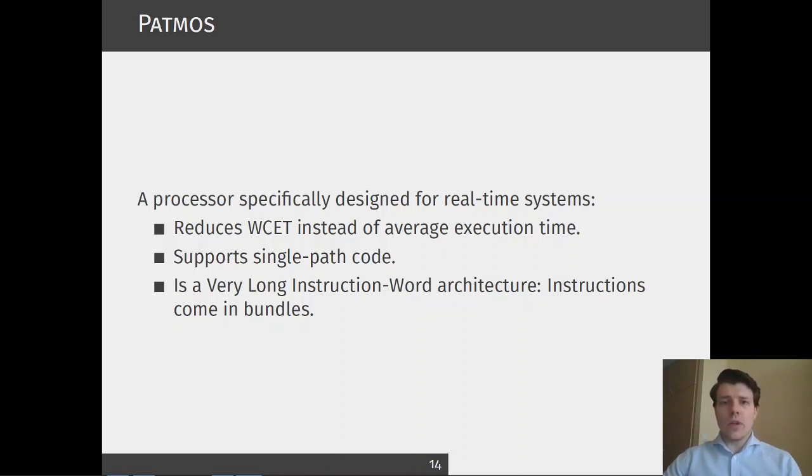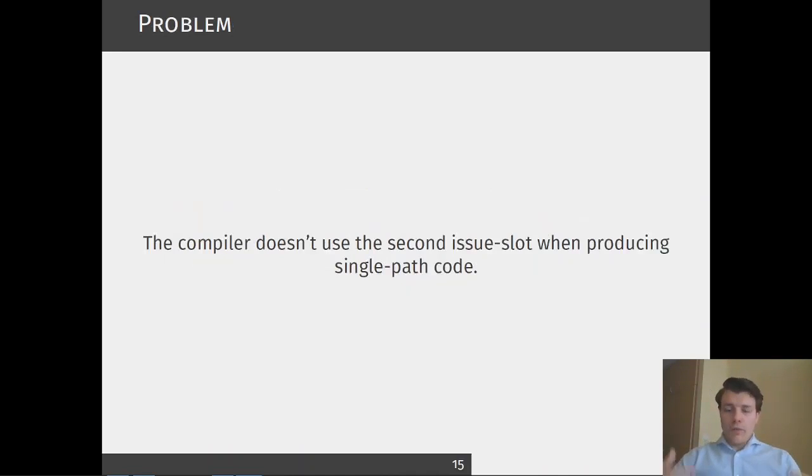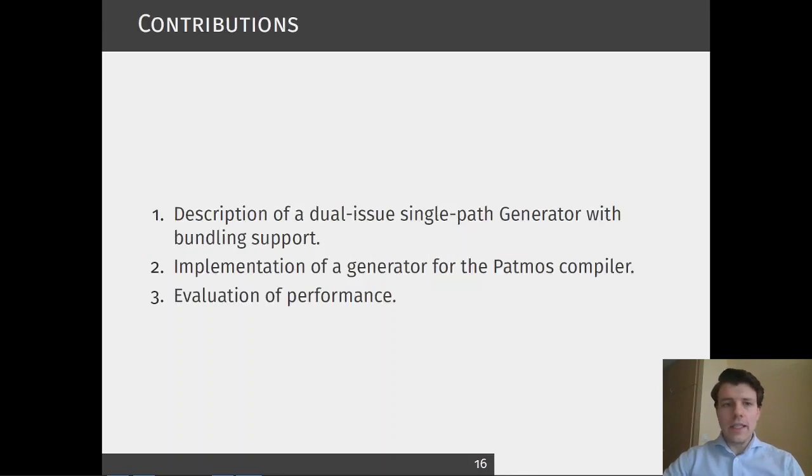And what that means is that instructions come in bundles of 2 that can be executed at the same time in the pipeline. They can also come in bundles of 1, which is exactly our problem. Before this work, the single-path code generator would only produce 1 instruction at a time and basically waste the second instruction, so wasting half of the processor. So our contribution is a description of a dual-issue single-path generator with bundling support.